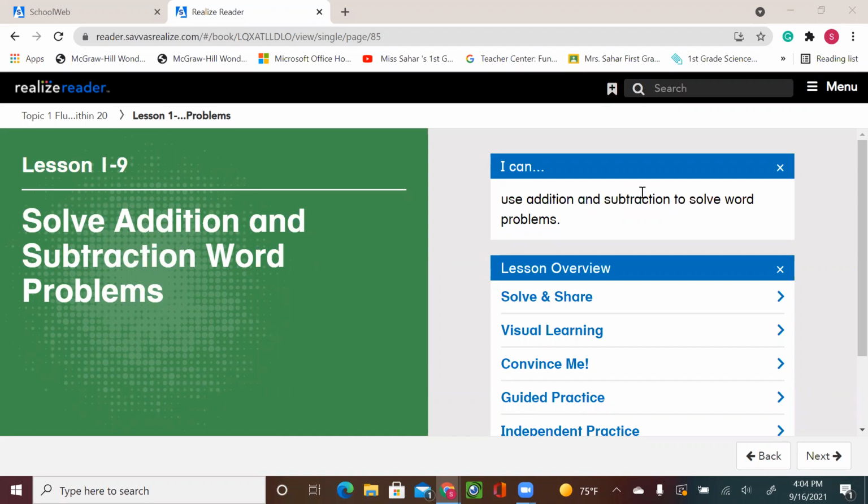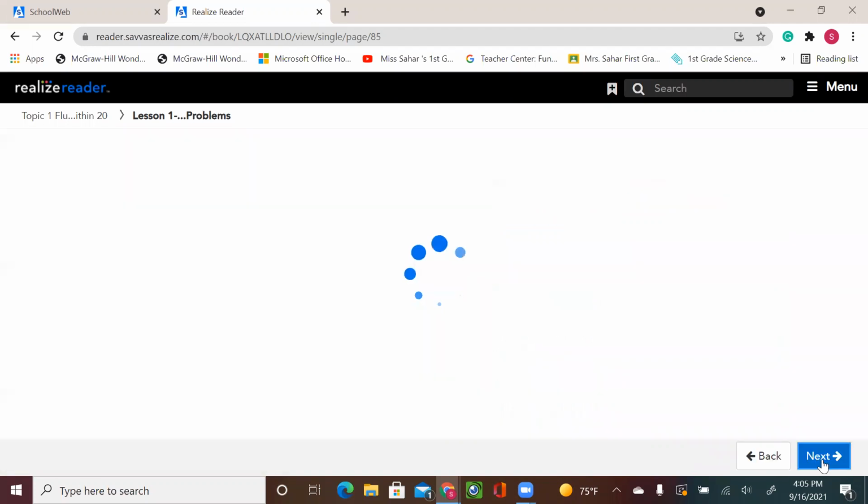We are on lesson 9, still in topic 1, solve addition and subtraction word problems. So nothing new. All we have to do is figure out if in this question we need to subtract or add. All right, so let's go.